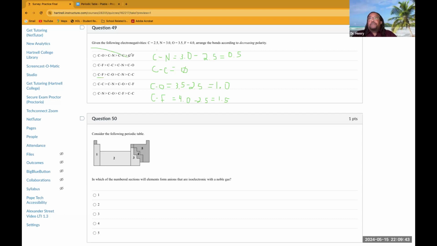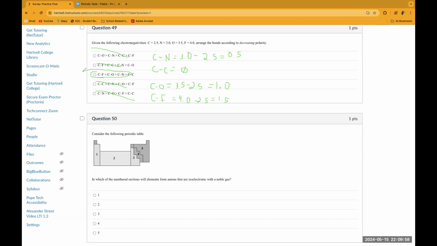So then we can get rid of this one, that one, and that one. Then it's going to go C-O, so then we can get rid of that one. So our correct answer is going to be C.